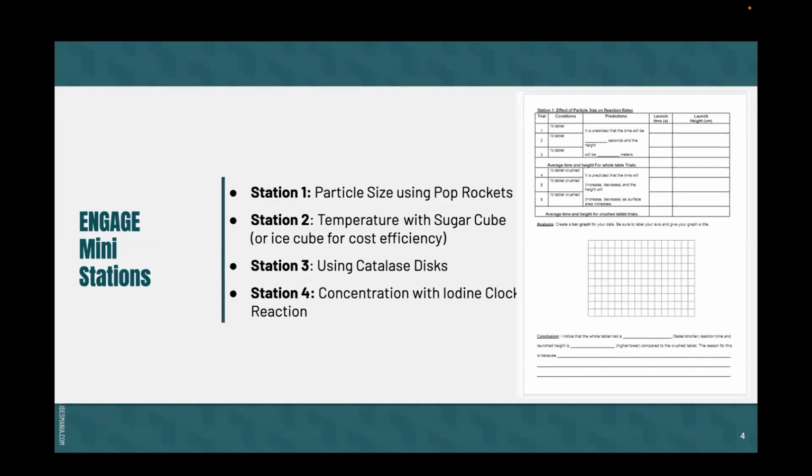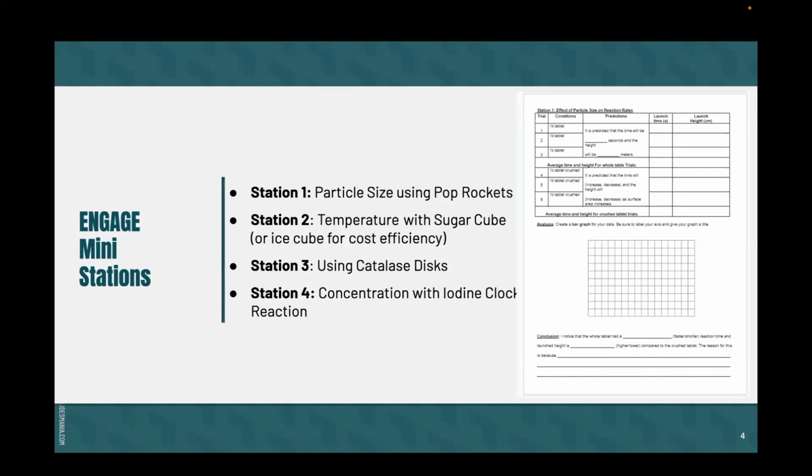After the students see the demonstration from the teacher and write down their observations, they themselves are going to do a couple of mini stations. These mini stations are using household items that you can get from the grocery store or from Amazon easily.